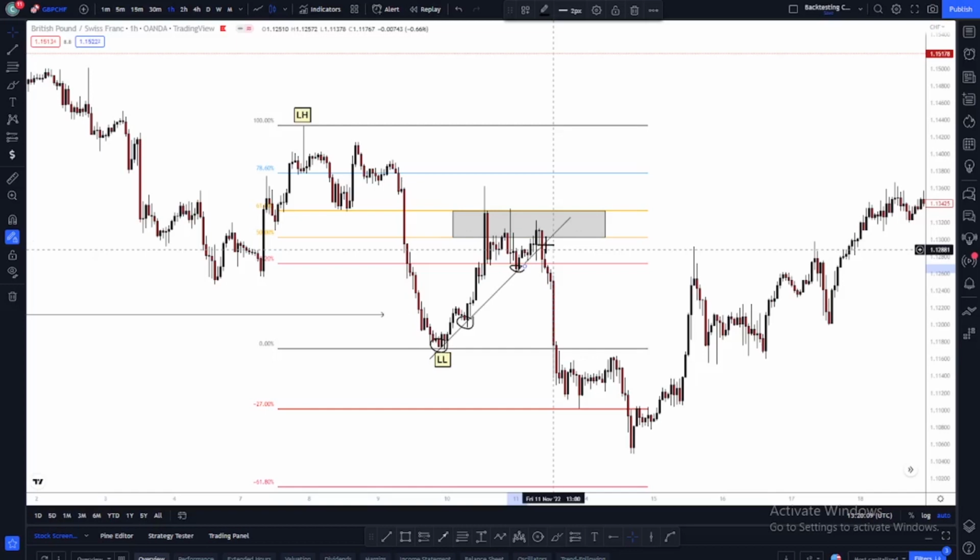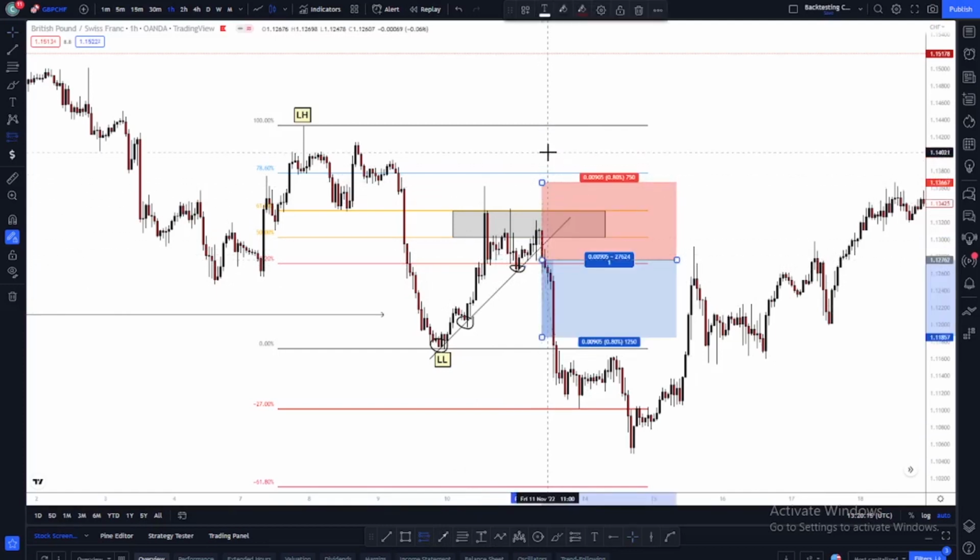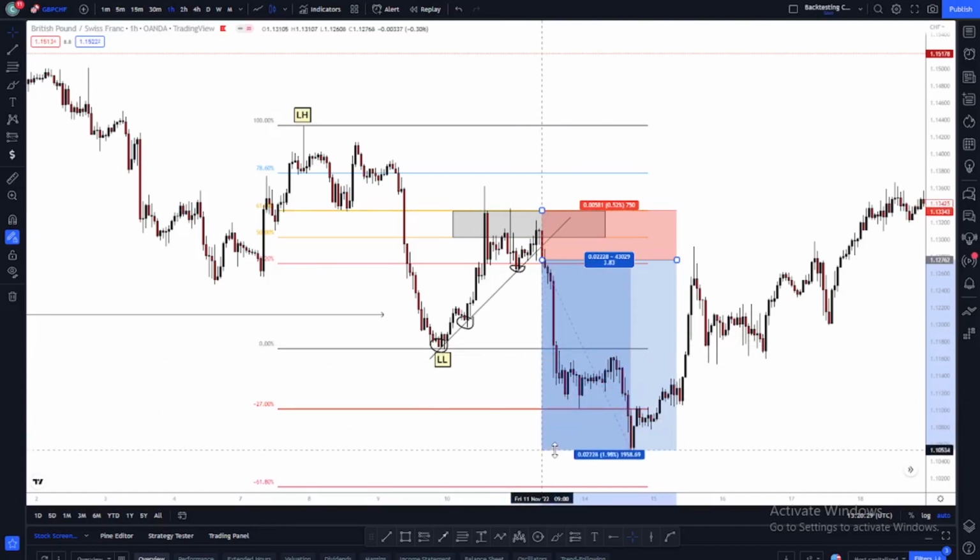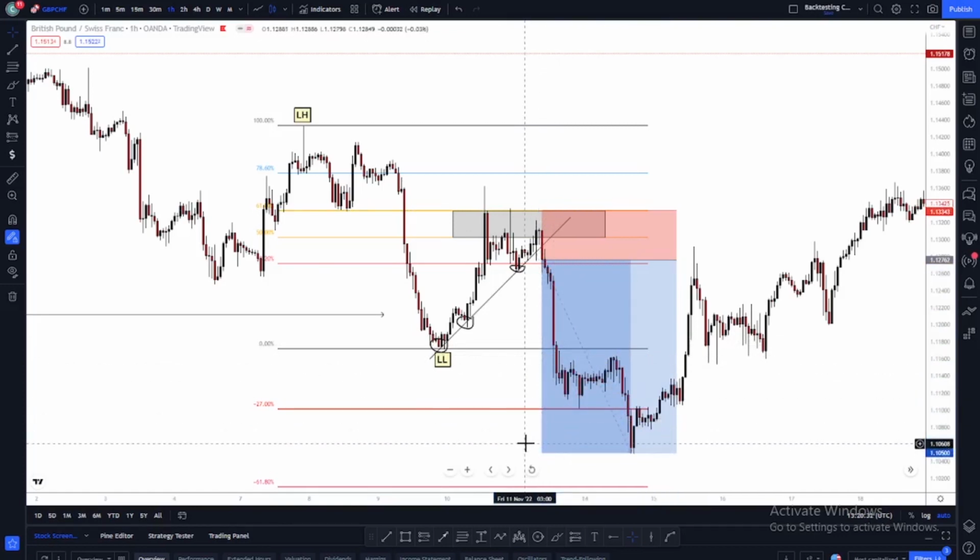After I saw that, I took my entry at the close of the bearish candle, placed my stop loss right on top of the 61.8 zone, and I take profit right here. Do you get me? Which was a 1:3 risk to reward ratio. As simple as that. So that was my first trade.